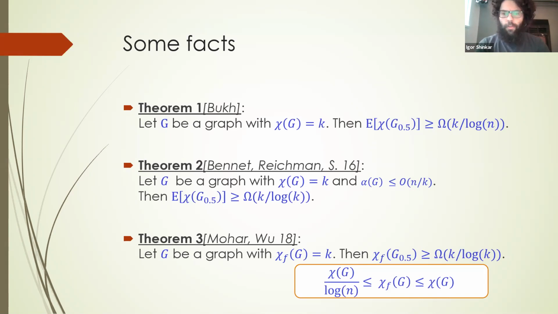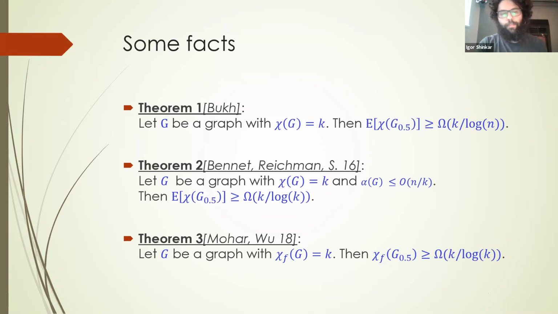So that's a super nice open problem: prove that the expected chromatic number is at least K divided by log K for all graphs, or disprove it. Okay, so here I gave you one open problem. Everything else, I will tell you a little bit I know about this problem. But the important thing is I told you a nice open problem.